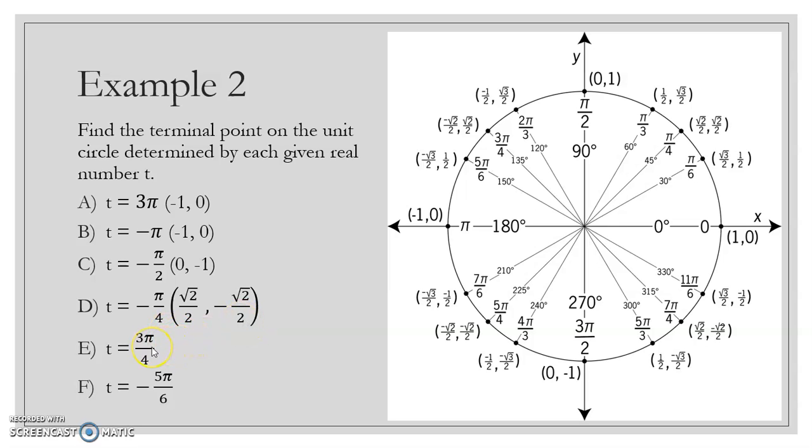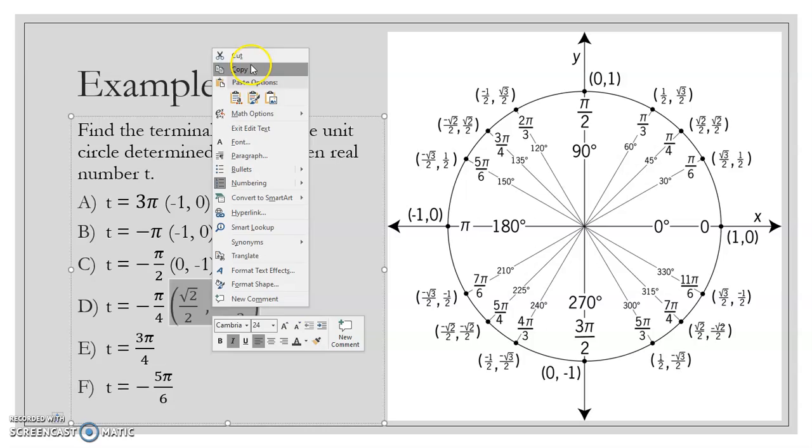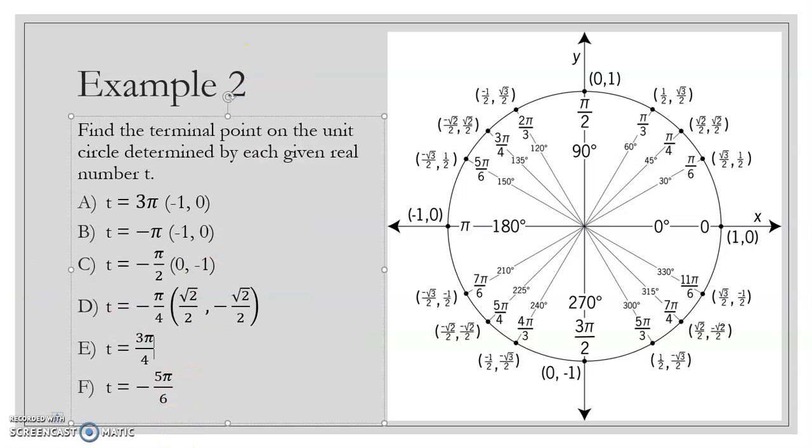Next, they gave me 3 pi over 4. So again, I'm just going to start here and find the 3 pi over 4. That's right here. So this is my result, which is almost this one. So I'm just going to use this one and put it down here and just change the signs. This was negative, and this is now positive. Okay, so that is my point.